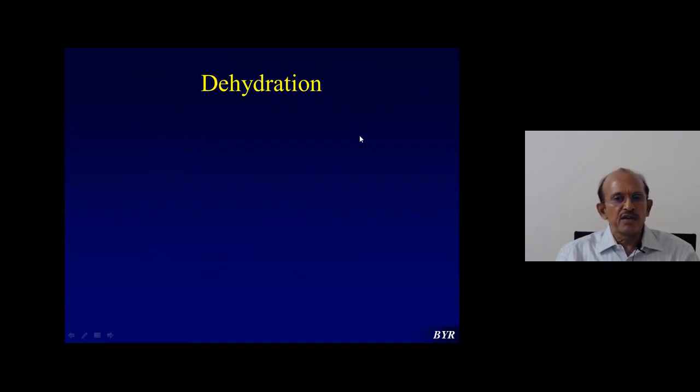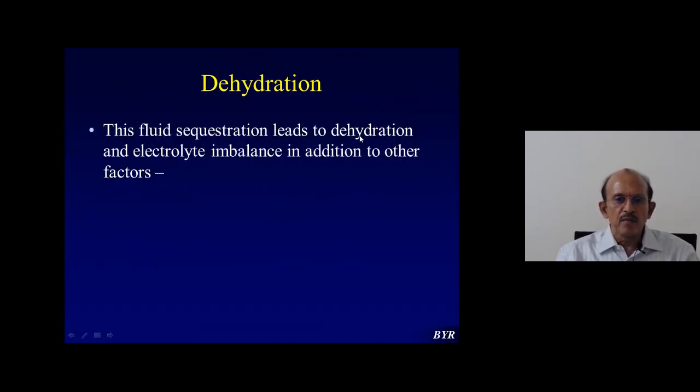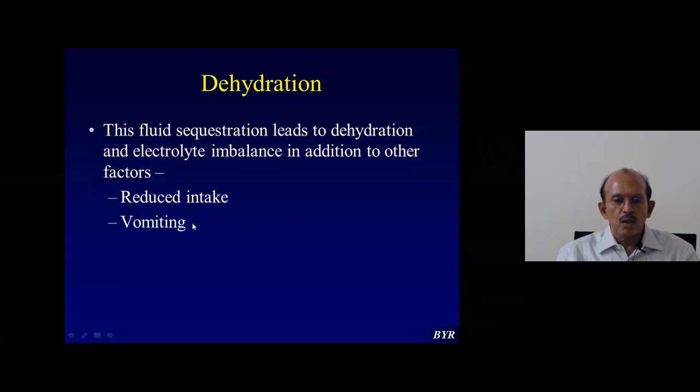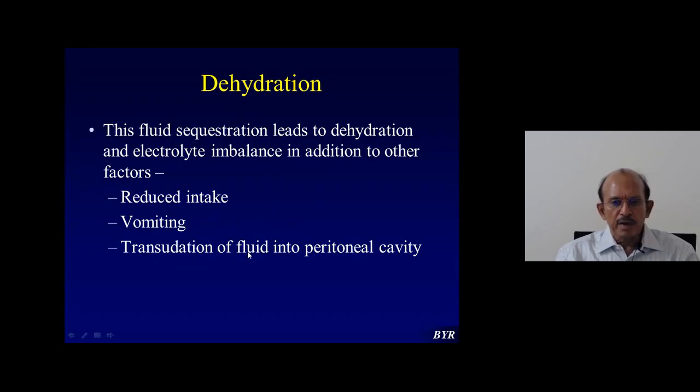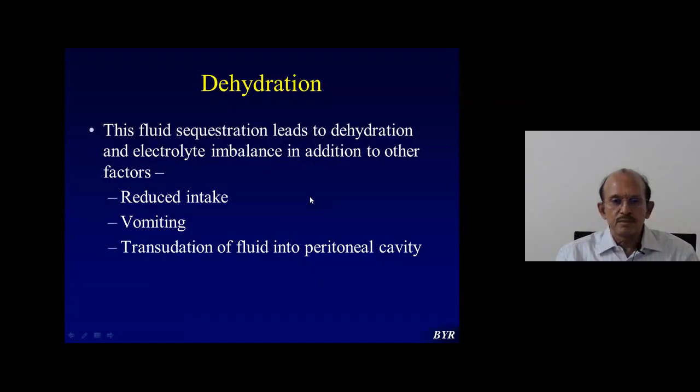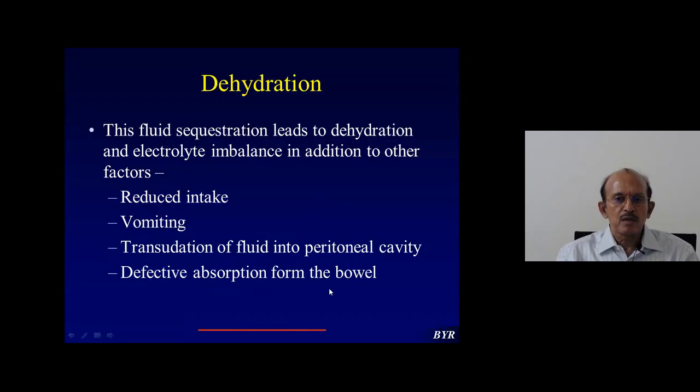So there will be dehydration. Because of the sequestration, this leads to dehydration and electrolyte imbalance. This dehydration is also due to some other factors like reduced intake, vomiting, transudation of fluid from the bowels into the peritoneal cavity, and defective absorption from the bowel. So all these factors contribute to dehydration and electrolyte imbalance.